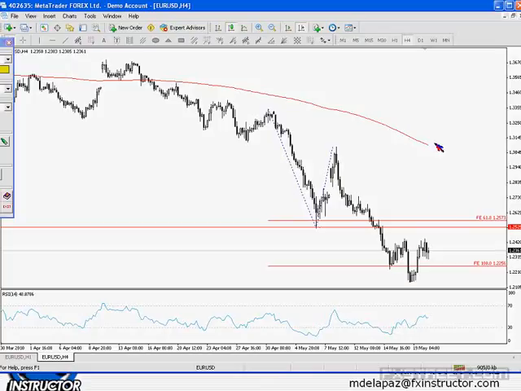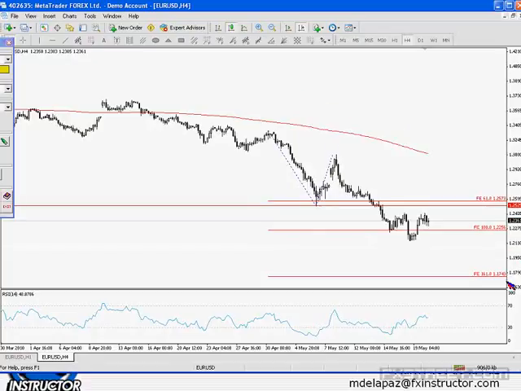Using the same, I know it sounds ridiculous, but according to fib expansion, we should actually be looking for 1743 as another potential price target for your euro sell-off.